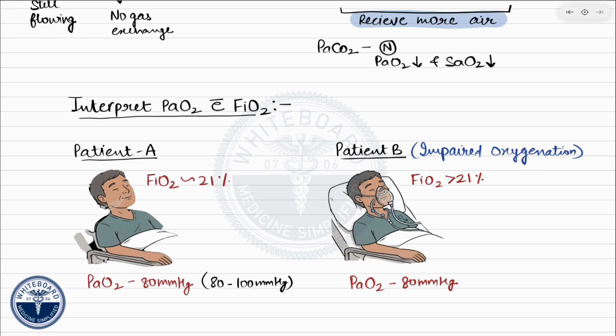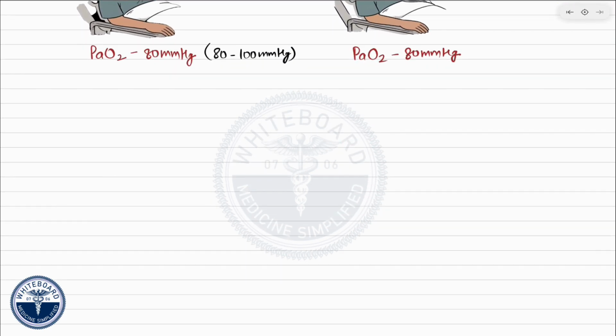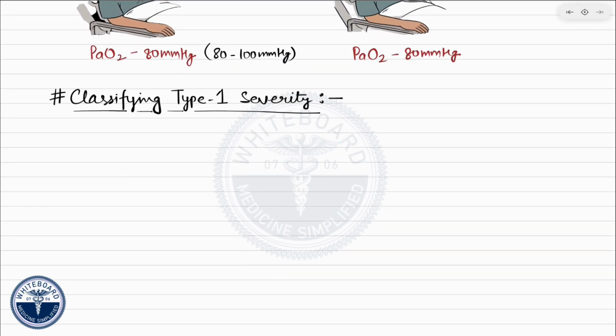So whenever you see a PaO₂ on an ABG, always ask one simple question. How much oxygen was the patient receiving when this ABG was taken? In other words, we should always interpret the PaO₂ in relation to the FiO₂. Now, how do we judge how severe this type 1 respiratory impairment is?